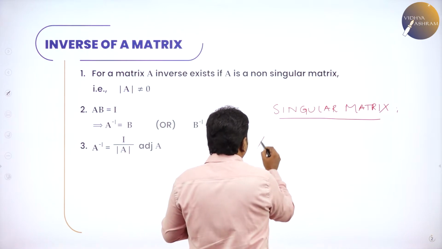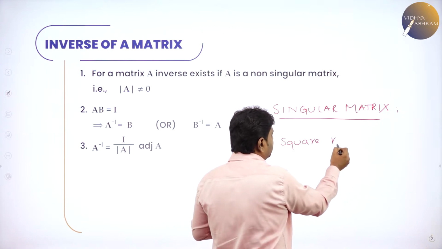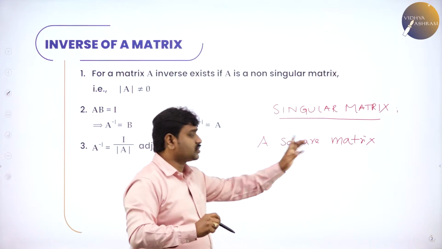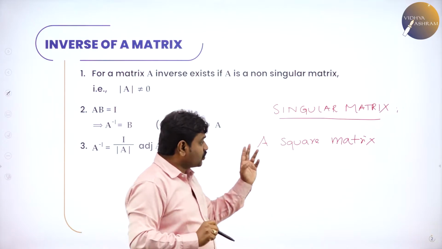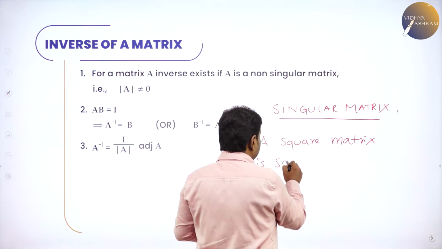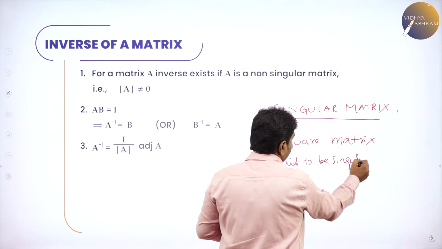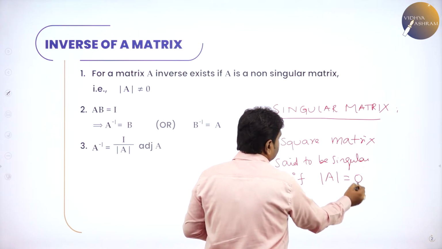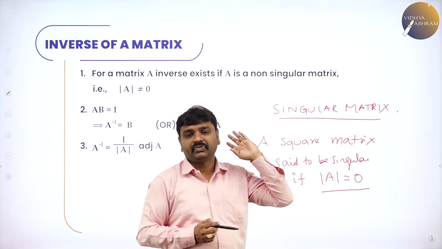So, a square matrix, all of you know what is meant by square matrix. What is meant by square matrix? A matrix in which number of rows and columns both are same, we call it a square matrix. And you know determinant exists only for what? Square matrix. A square matrix is said to be singular matrix when determinant A is 0. When you find determinant, if you're getting determinant is 0, then it is called a singular matrix.